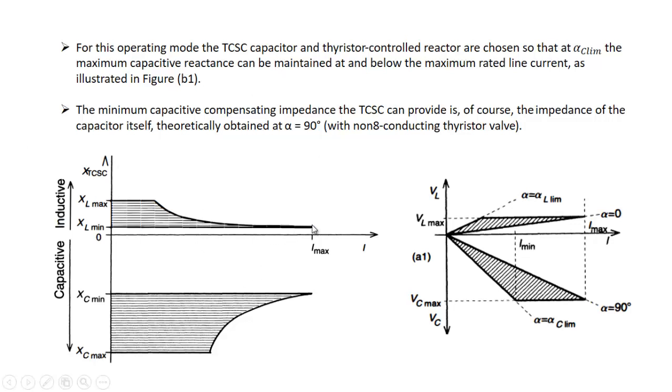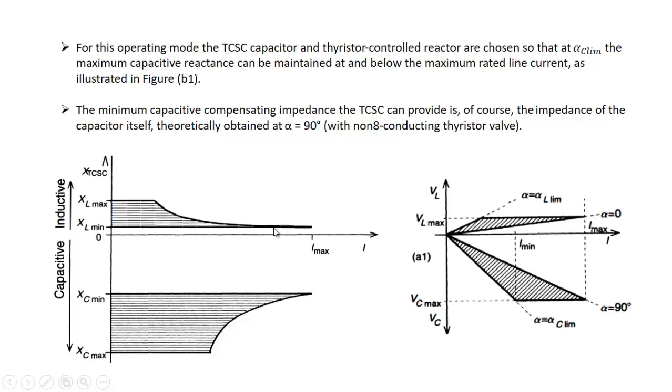When it reaches this value, after that, at this point, the current will decrease. We want the voltage to remain constant. When current decreases, we change the value of alpha. From this to this, alpha will be continuously increasing from alpha equal to 0 up to alpha equal to alpha limit.